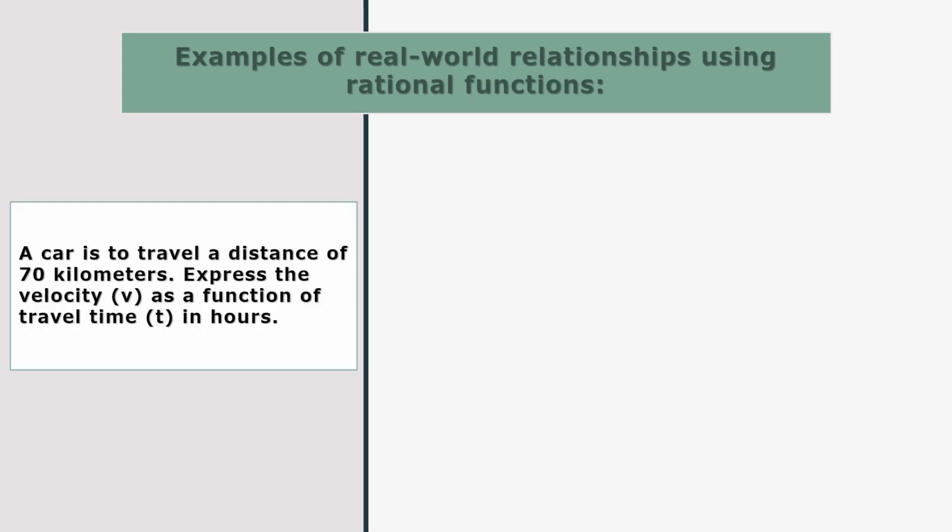Now let's go to our next problem. A car is to travel a distance of 70 kilometers. Express the velocity as a function of travel time t in hours. Let's have the representation of the relationship in tabular form.